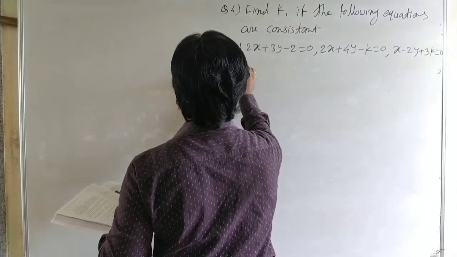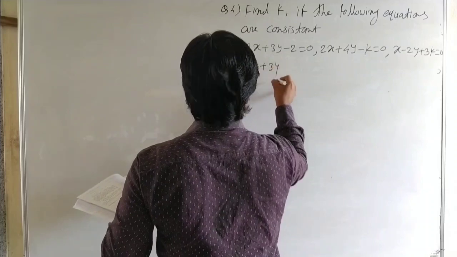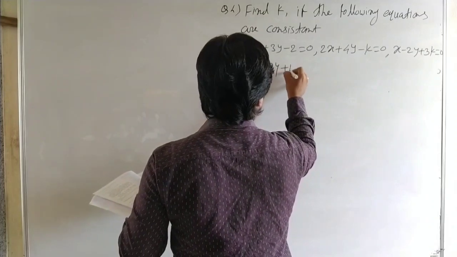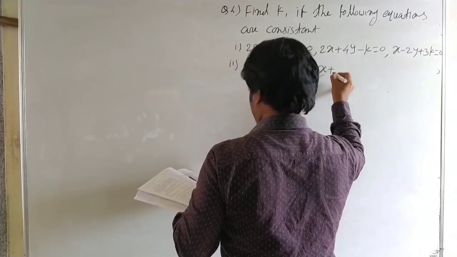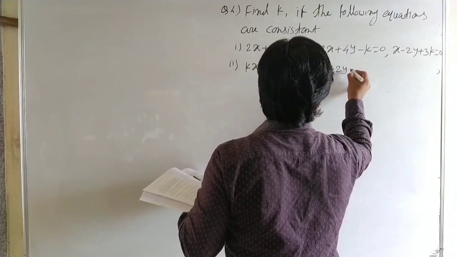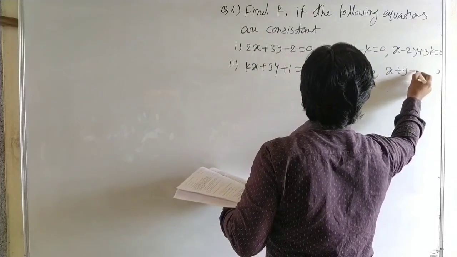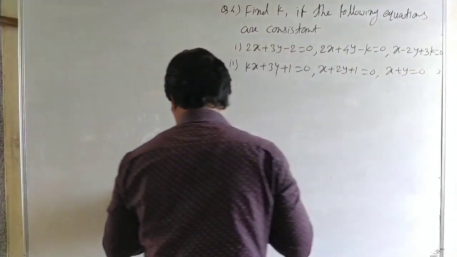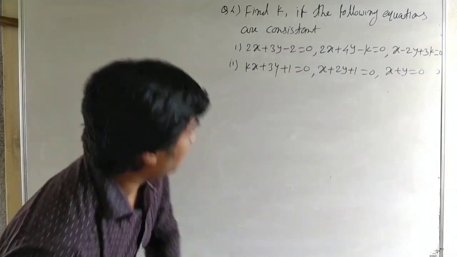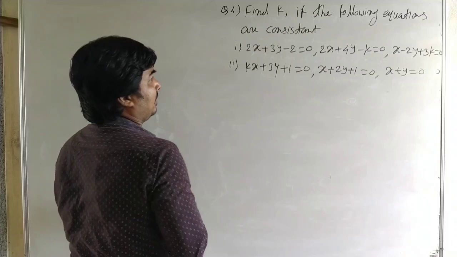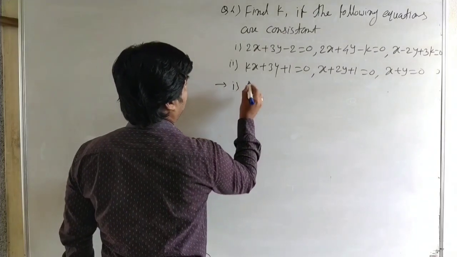And the second: kx plus 3y plus 1 is equal to 0, x plus 2y plus 1 is equal to 0, and x plus y is equal to 0. Okay, here we want to find the value of k. Here we can find the solution of the equations.